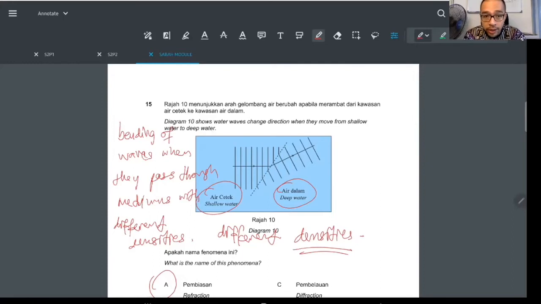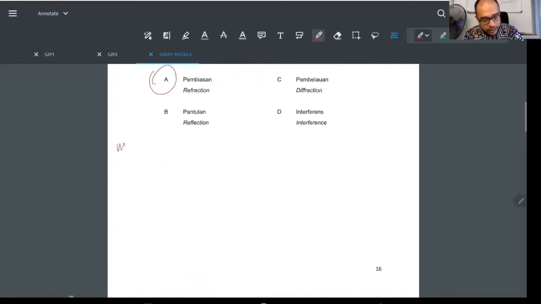In shallow water, it is more dense. In deep water, it is less dense. Same amount of water, different amount of space. So shallow water has less space, but you have the same amount of water, so it's more dense. In deep water, there is a lot of space for the water, so it's less dense in that sense. So the movement is from more dense to less dense.